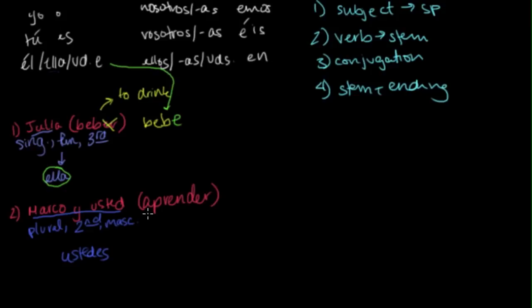Alright, and then step 2, our verb and stem. So we see our verb over here, aprender, which means to learn. And again, we're going to just drop our infinitive ending to be left with our stem. And then we need to choose our conjugation ending. So we see that for ustedes, the ending is en. So we drop that right onto our stem. And we have Marco y usted aprenden. Marco and you learn.